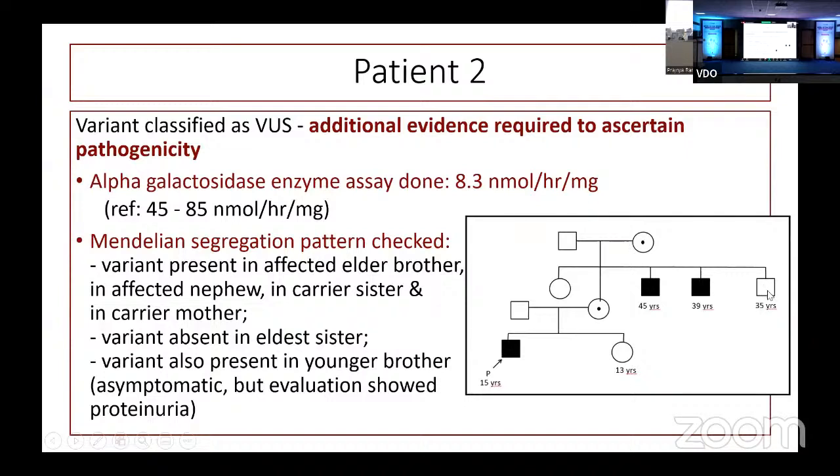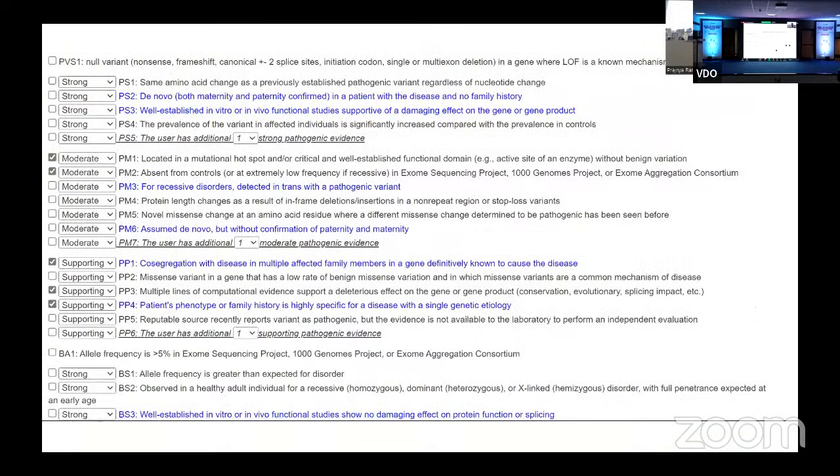Interestingly, the youngest brother, who was 35 years old at that time and was apparently asymptomatic, also was found to have the variant. Further evaluation of this youngest brother revealed that he did have proteinuria, but he did not have any further renal involvement at that point of time.